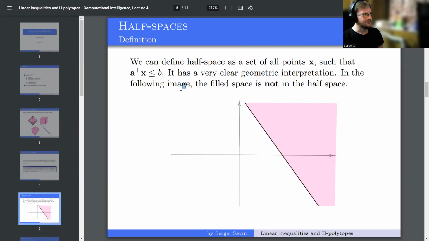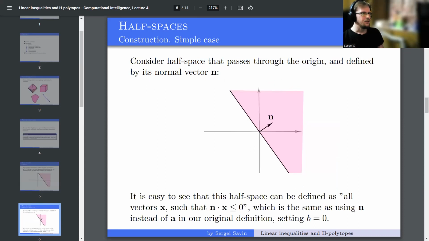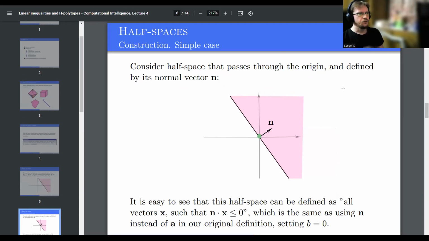Now, how do we construct it though? In order to construct it, we need to know something about A and b. We need to be able to choose those two. Now, let us consider a very simple half space: a half space that passes through the origin. The origin is this point here. And the direction of the half space is defined by its normal vector, n. So n is a normal vector. It points where the half space points.